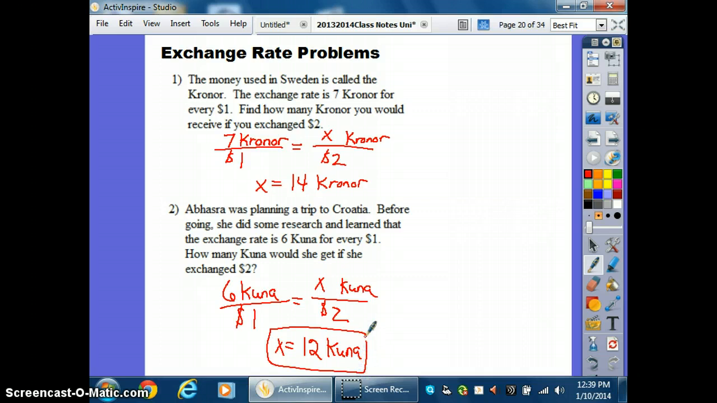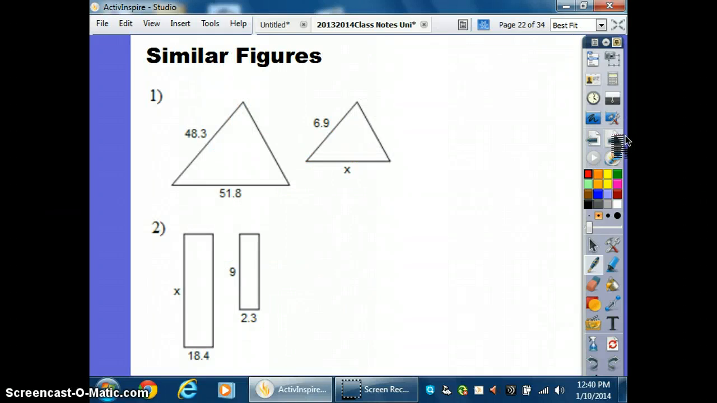All right, let's move into similar figures. Same idea. We're going to need to set proportions to find our missing side. Can you see how this side, 4.8, corresponds to this one? It says they're similar. This side corresponds to this one. And this 51.8, I'll just put a box around it. That corresponds to this base, right? Or this triangle. So we can set a proportion.